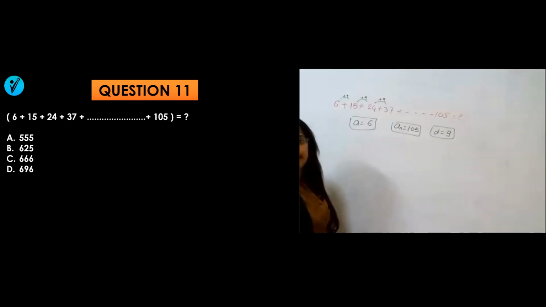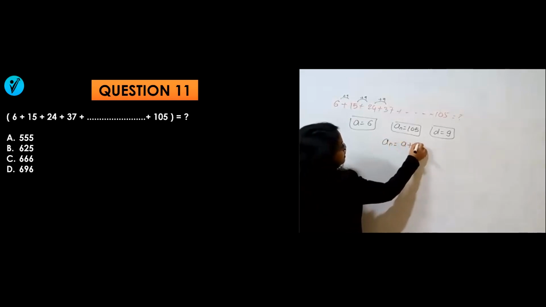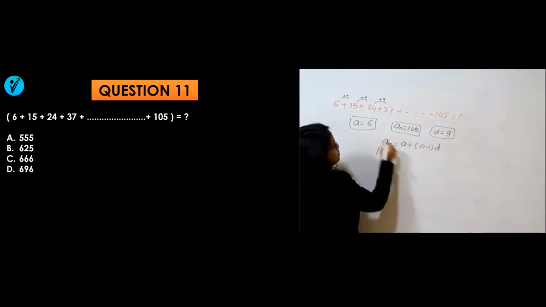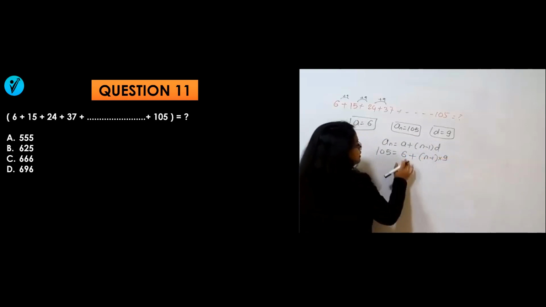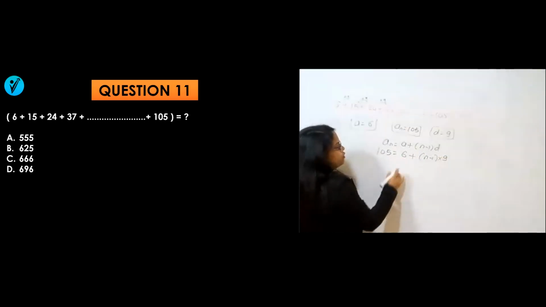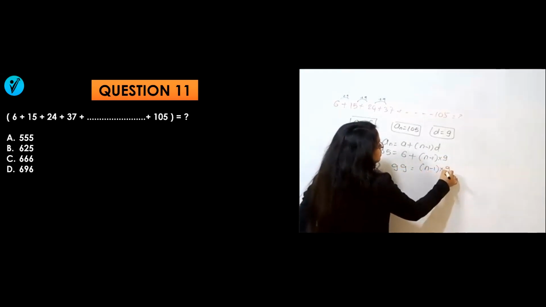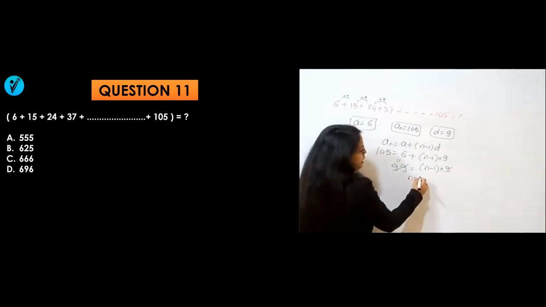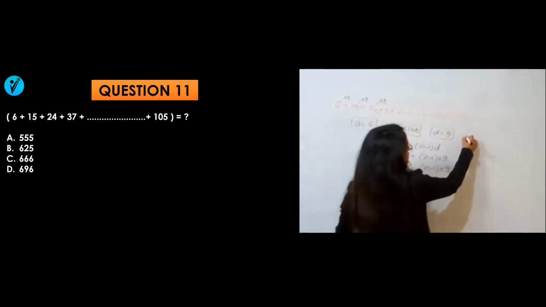Can we find out N? How many terms are there? What we know is that the last term is equal to A plus N minus 1 into D. So 105 is equal to 6 plus N minus 1 into 9. This 6 will get subtracted. 105 minus 6 is 99, which is equal to N minus 1 into 9. So 9 into 11 is 99, this 1 will get added. So N will be equal to 12. Now I know that the number of terms is 12.